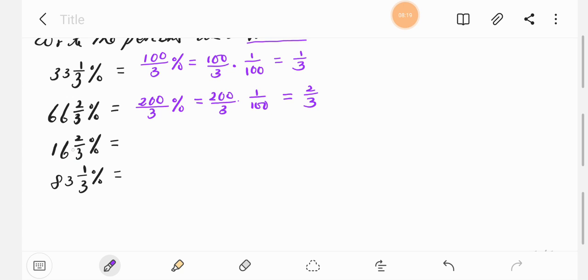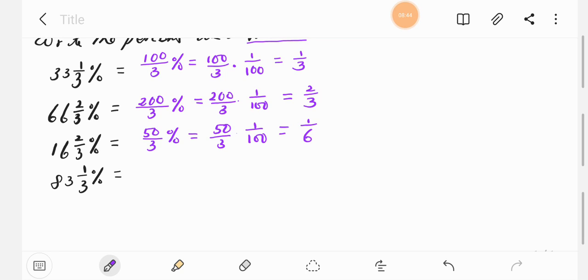Okay, now 16 and 2/3%. Multiply 16 by 3, then 48 plus 2 is 50. 50 out of 3%. Also, replace percent with 1 over 100. Then reduce it, so it's 1 over 6, right? 1/6.